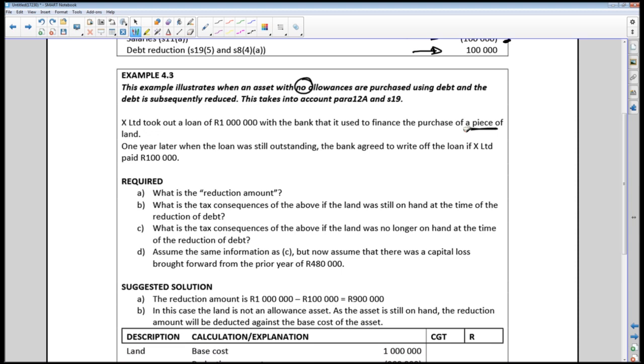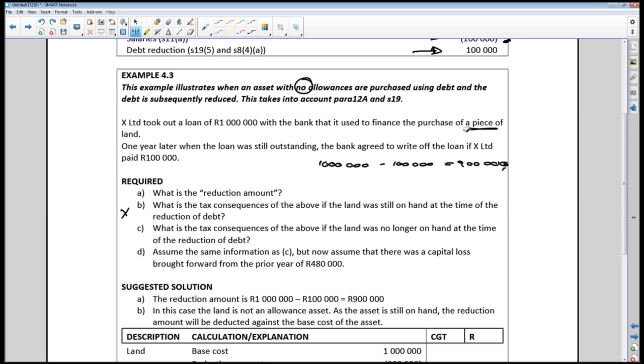So X Limited took out a loan of R1 million from a bank that is used to finance the purchase of a piece of land. 1 year later, when the loan was still outstanding, the bank agreed to write off the loan if X Limited paid 100,000 rands. So the reduction amount is a million less 100,000 rands, 900,000 rands.